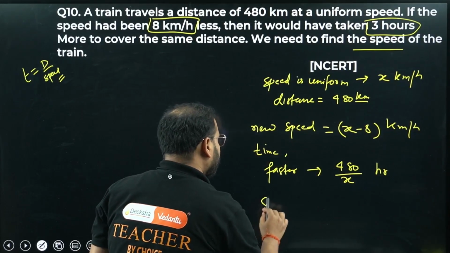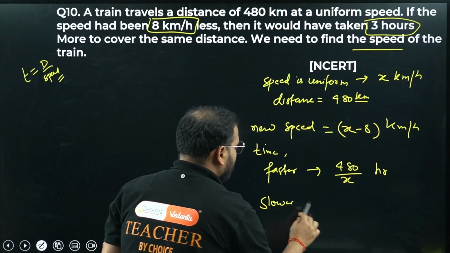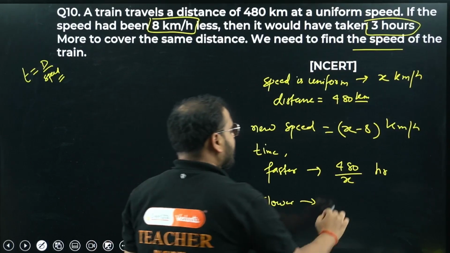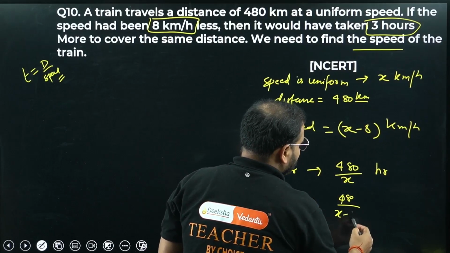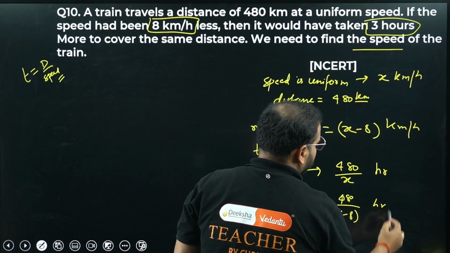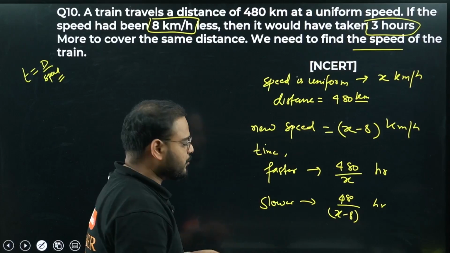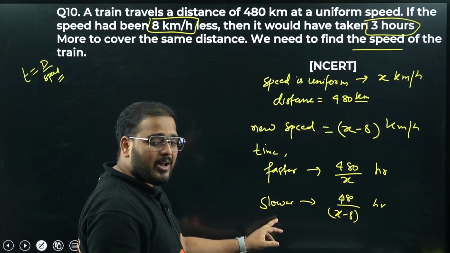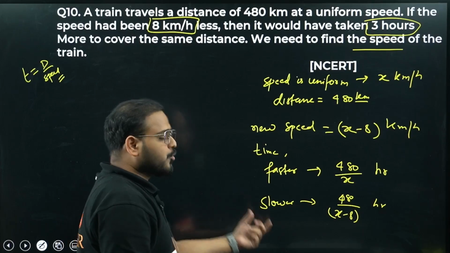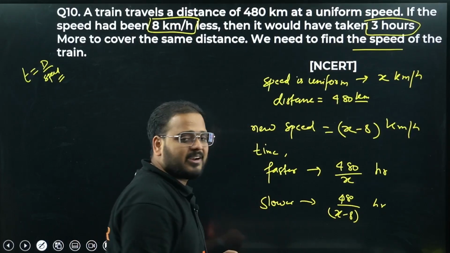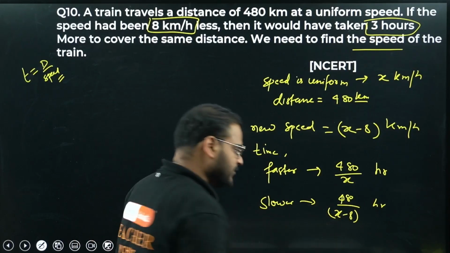When I'm going slower, how much is the distance? It remains the same. What's the speed? x minus 8 km per hour. This is again going to be hours only. Now which is more? Think about it. When the train is going slower, it will take more time, or when it's going faster? This is bigger, so please write it down here.